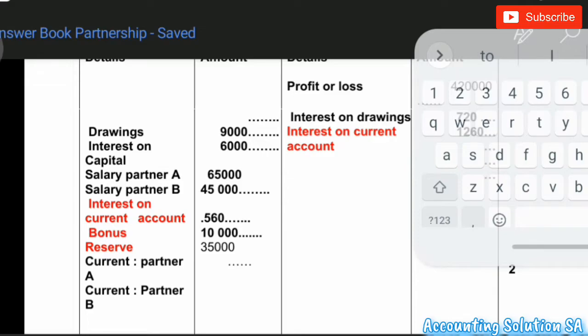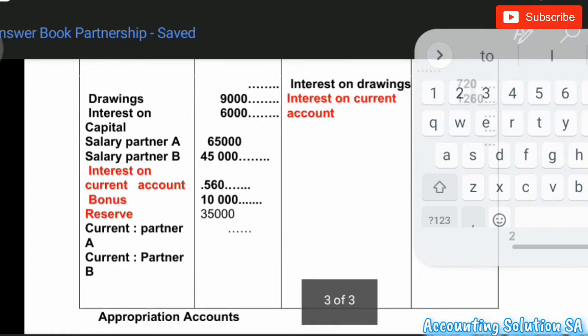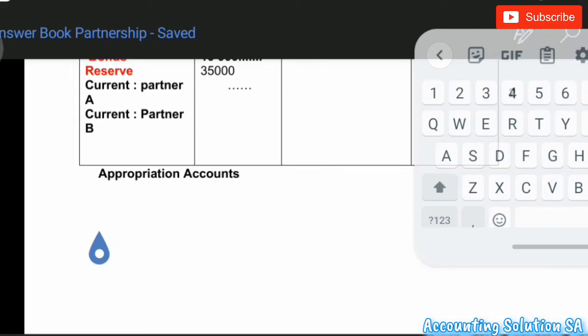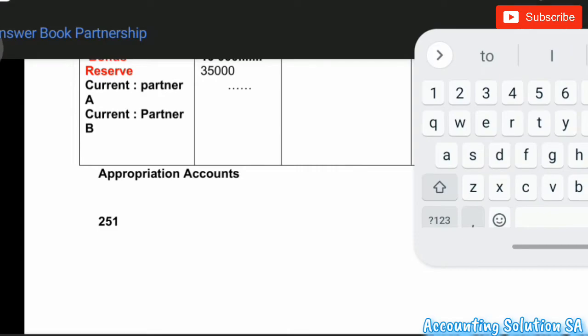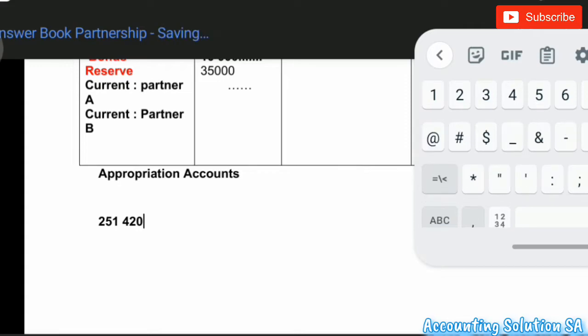Then you say minus 9,000, minus 6,000, minus 65,000, minus 45,000, minus 560, minus 10,000. Then you subtract 35,000. Then it's going to give you an amount of 251,420. So this is the amount that you are going to allocate.